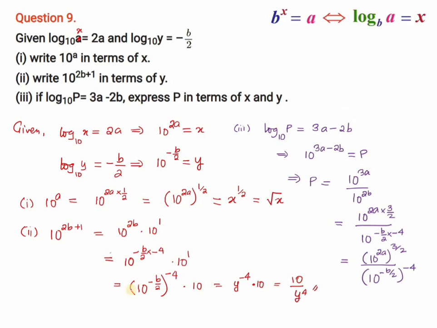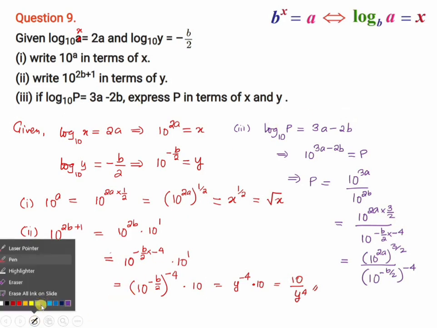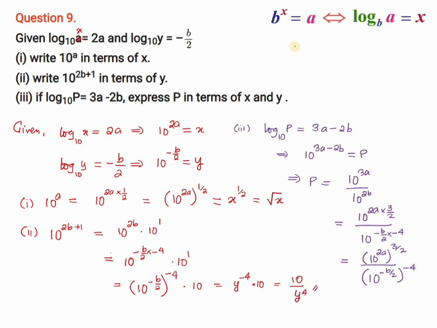Okay, so I don't have space here also, so I'll use another color. So you'll write below that. Okay, I'll write it here, is equal to, now tell me how much is this? This is x, so this becomes x to the power 3 by 2 in the numerator. In the denominator you have 10 to the power minus b by 2, which is y, so it is y to the power minus 4. Now you take this to the numerator, so your final answer will be x to the power 3 by 2 y to the power 4. So this will be the value of p.